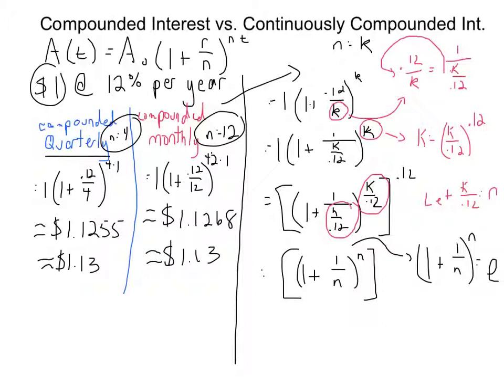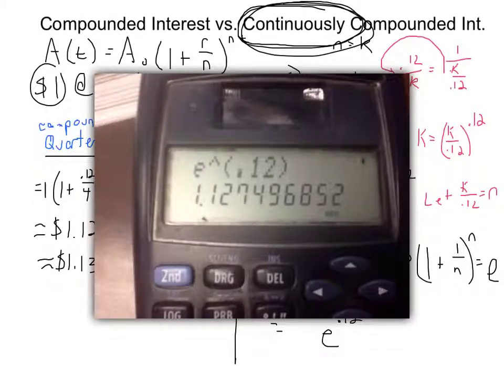Oh, wait a minute. There's still a 0.12 out here. This really just says e to the 0.12 power. This is what you do when you're compounding not quarterly, not monthly, but continuously. You never stop compounding the interest. Well, pull out your handy-dandy calculator and see what you get when you type in e to the 0.12 power.